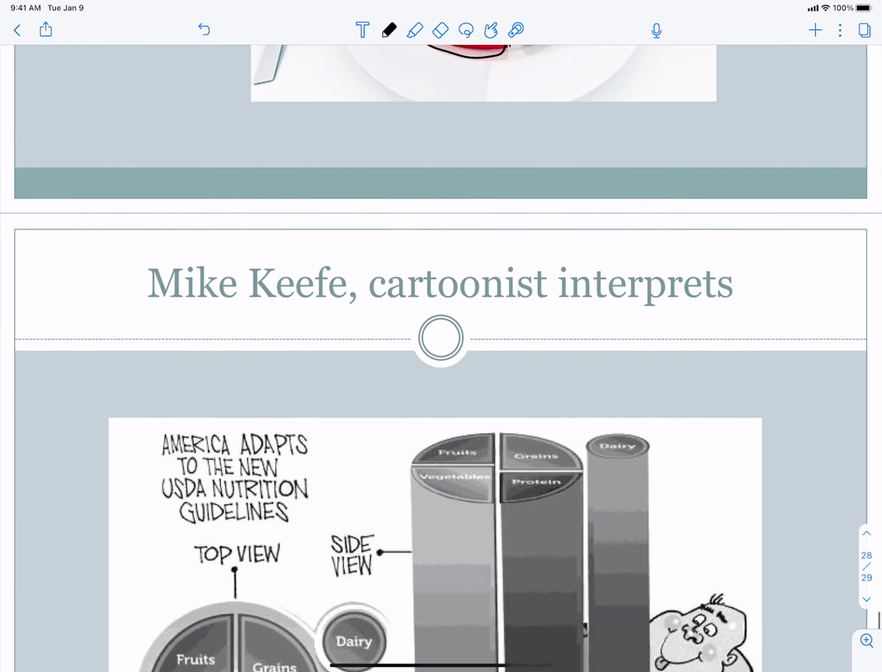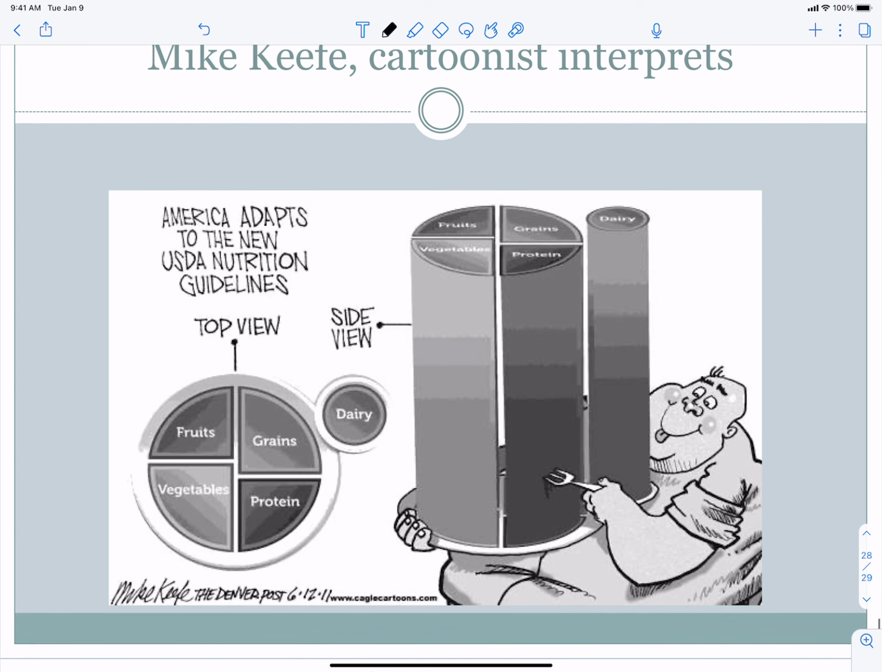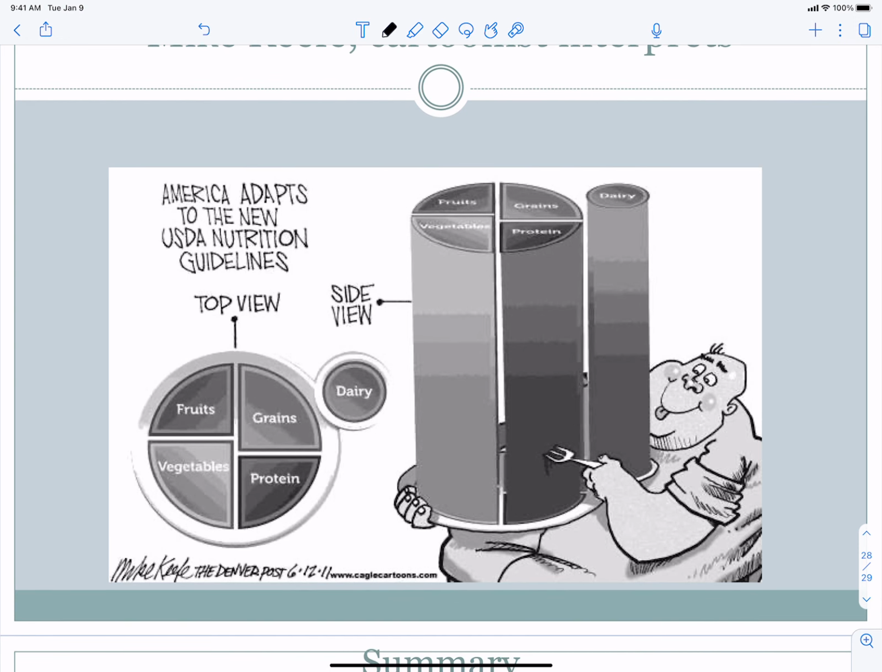So of course, we had some cartoonists that made fun of this new plate. And they said that this is the American: we just take the plate and say, oh, I'm just taking the protein portion and everything else can go.